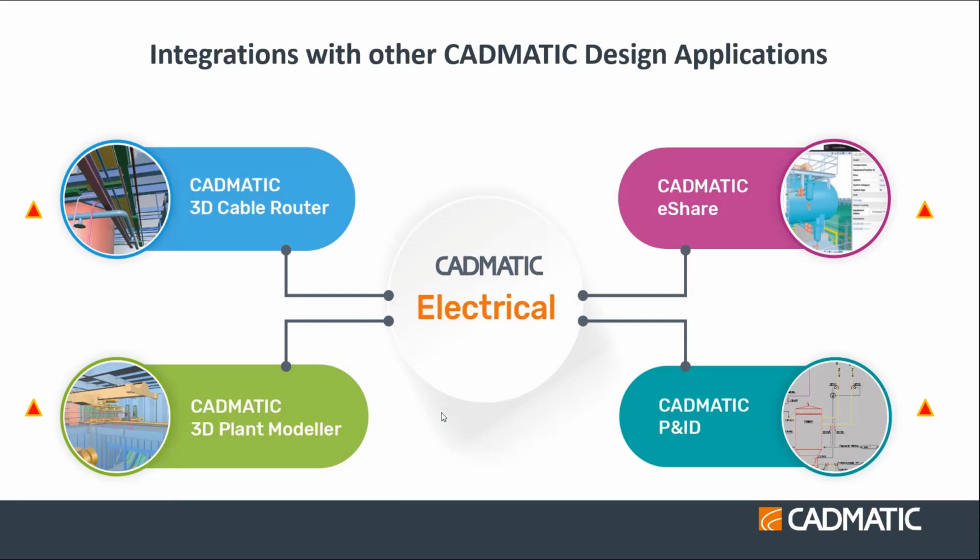CADMATIC Electrical is integrated with our 3D cable router, with plant modeler, with eShare, and with B&ID. So for example, if you create a cable in CADMATIC Electrical, then you can route the cable or cables in 3D model and get the exact cable length in your electrical reports. But you will see some of the examples later on during my demonstration, but also you can see the example videos on our YouTube channel. Let's continue with the software demonstration.